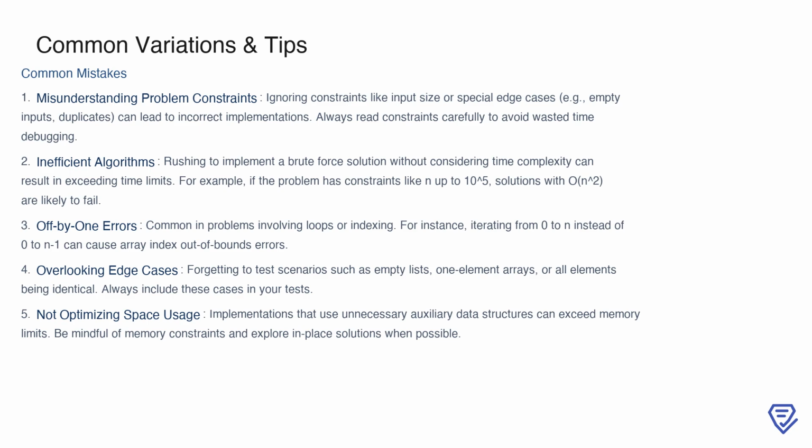Off by one errors are another frequent issue, particularly in loop-based problems. For example, iterating from 0 to n instead of 0 to n-1 can lead to out-of-bounds errors in arrays. Additionally, overlooking edge cases, such as empty lists, single-element arrays, or cases where all elements are identical, can result in incorrect outputs. Finally, not optimizing space usage can lead to memory limits being exceeded.